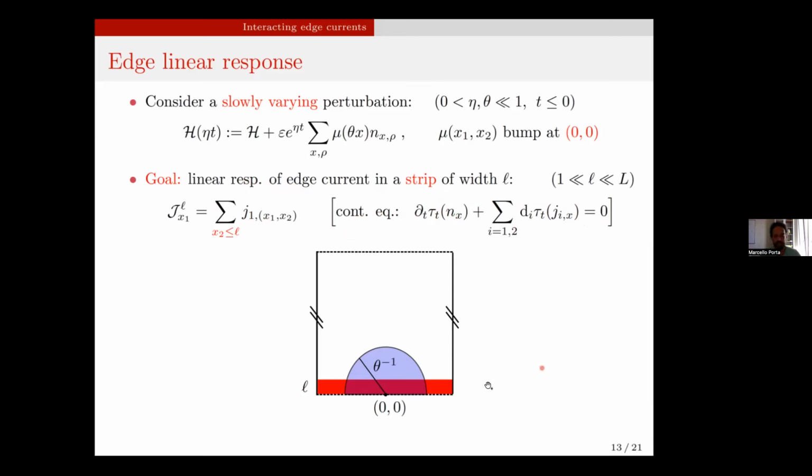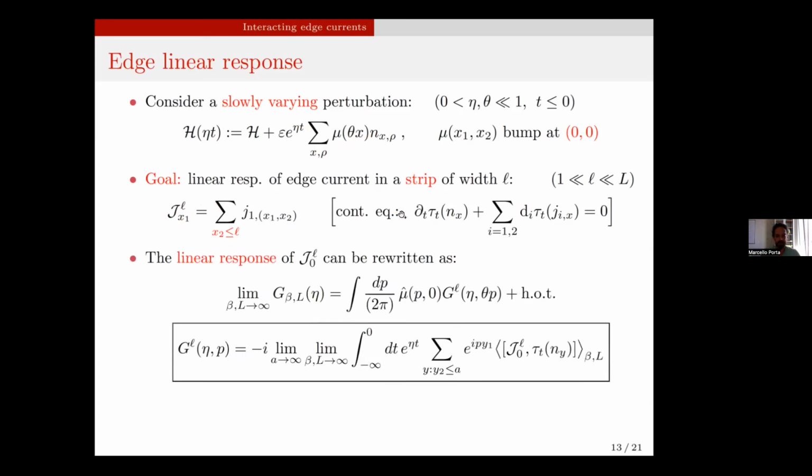And so what I do here, fixing a point on the boundary x1, let's say x1 is 0, I'm defining this edge current by summing over all these current densities in this red window. Okay, so I want to sum over all the current densities for x2 between 0 and this L, where L will go to infinity at the end. Okay, so that is my observable, and then I'm interested in the response function, the response of the expectation of this observable because of the perturbation.